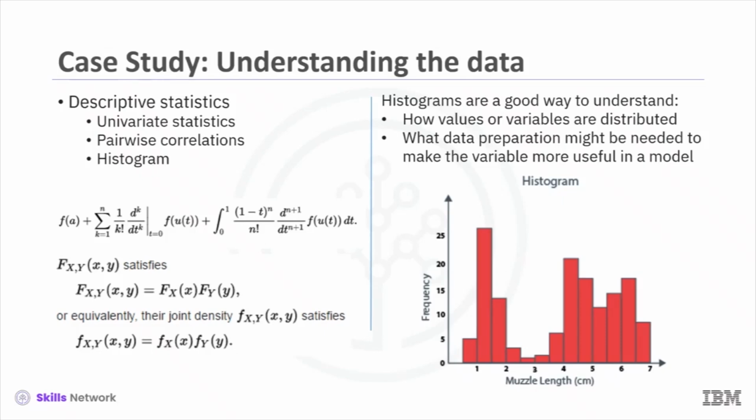Third, histograms of the variables were examined to understand their distributions. Histograms are a good way to understand how values, or a variable, are distributed and which sorts of data preparation may be needed to make the variable more useful in a model. For example, for a categorical variable that has too many distinct values to be informative in a model, the histogram would help them decide how to consolidate those values.